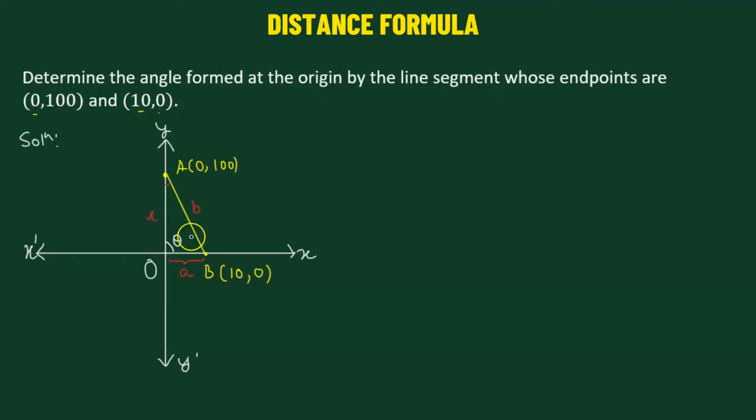Now we'll use the cosine formula. The cosine formula states that cosine of angle theta equals a ratio. In the numerator, we take the sum of the squares of the adjacent sides. Since we're considering theta, the sides adjacent to angle theta are a and c. So we have a squared plus c squared, and from this we subtract the square of the opposite side, b squared. In the denominator we have 2 times the product of the adjacent sides, so 2 times a times c.